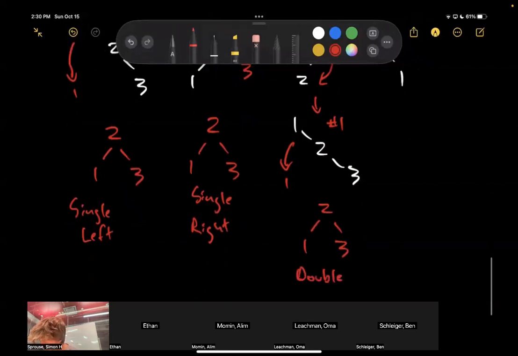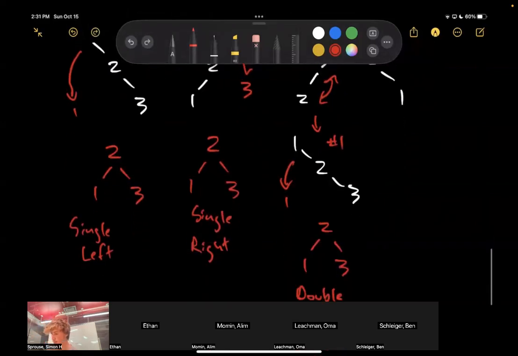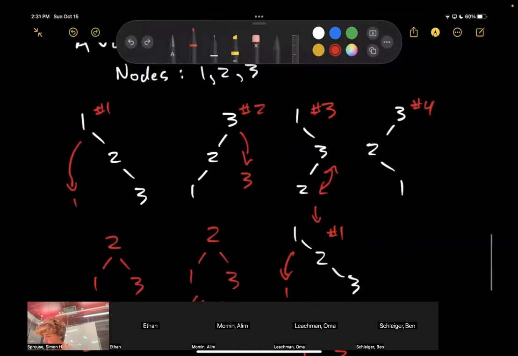Double left, right? Because we did two rotations, right? We did this rotation and then this rotation. So therefore it's double. And the last rotation was on the left. So double left.